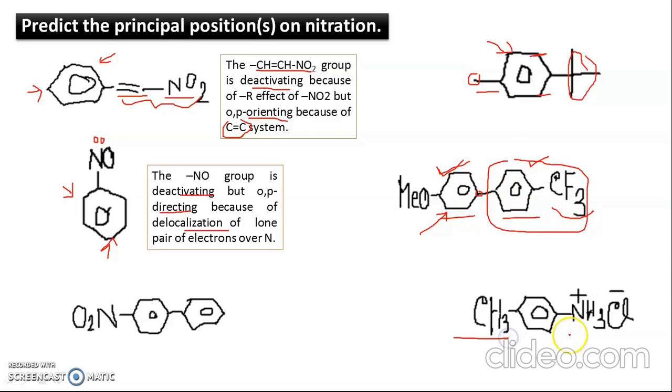Next molecule, we have a methyl group and an NH3+ Cl- salt. Now this is deactivating, and this is activating. If you consider NH3+ Cl-, the meta position should be this one. But if you focus on the methyl group, then these are the ortho positions. So the ortho-para orienting effect and the meta orienting effect are both reinforcing each other. So the only available position is this. Both are actually equivalent, you can consider any of them.